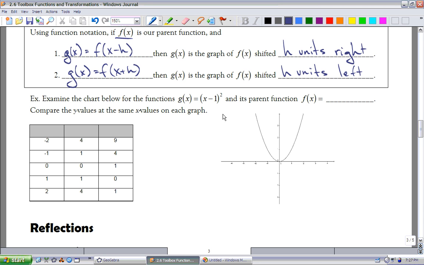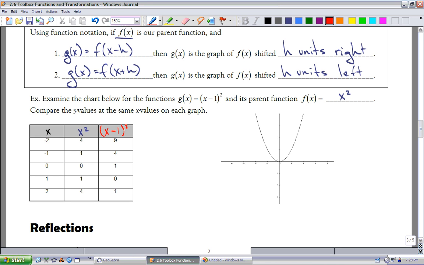Examine the chart below for the functions g of x. In this case, g of x equals x minus 1, the quantity squared. It's a little bit different than what we had last time. And its parent function, again, because we have this squared right here, would be x squared. Okay? Let's compare the y values again at the same x values on each graph. So what I've done again here, the first column is just x. Our second column is what x squared would be, and our third column in red here will be x minus 1 quantity squared.